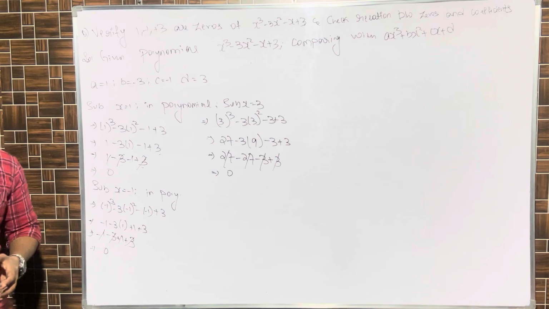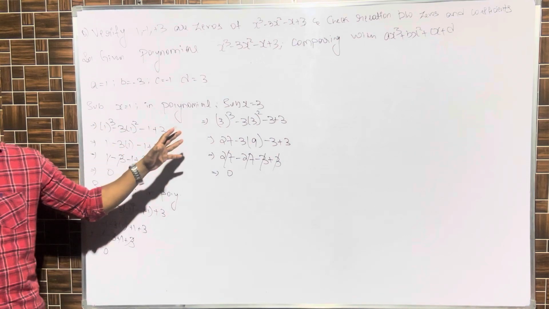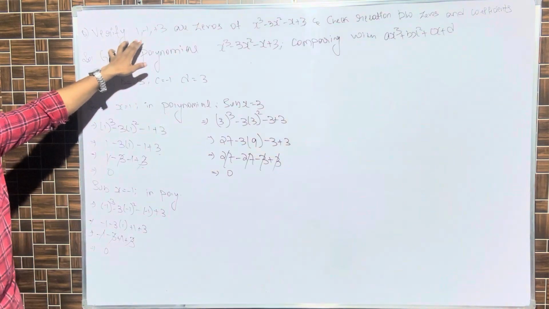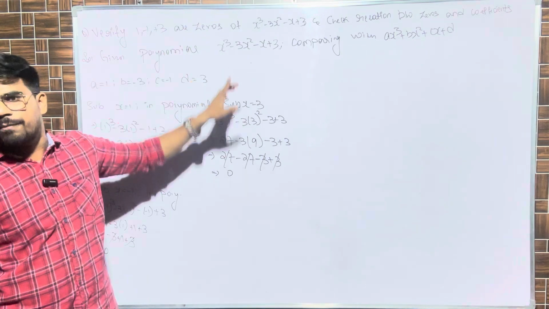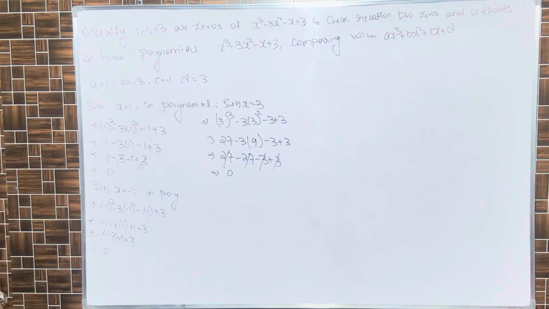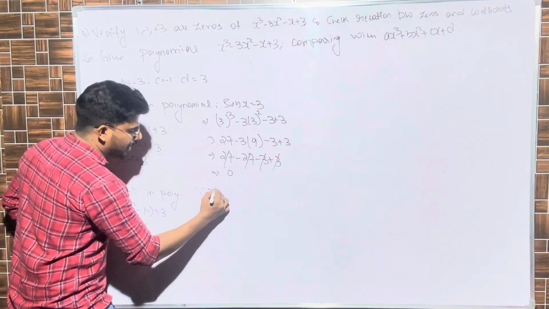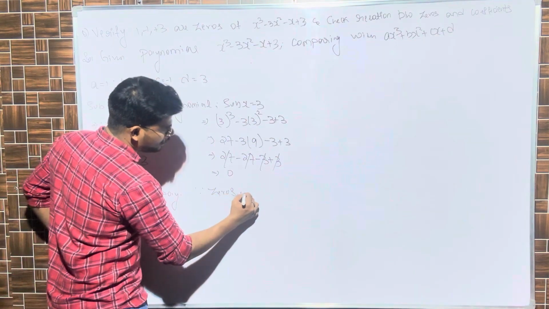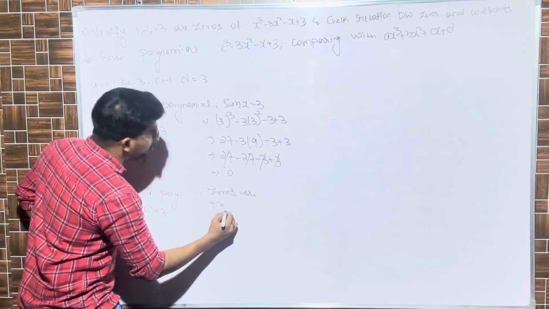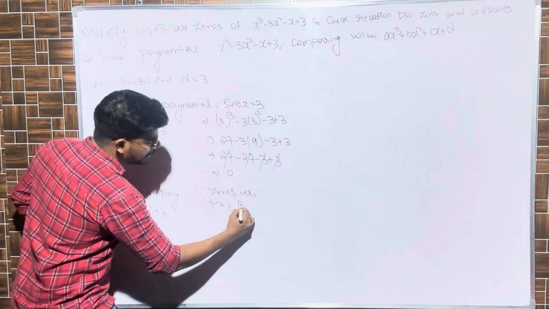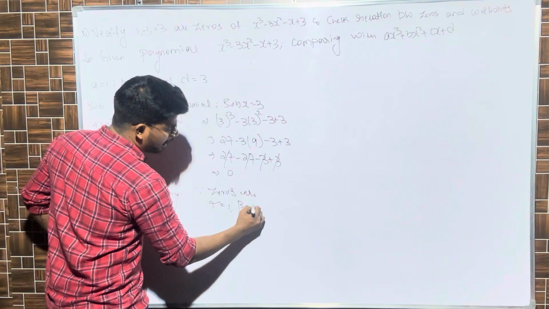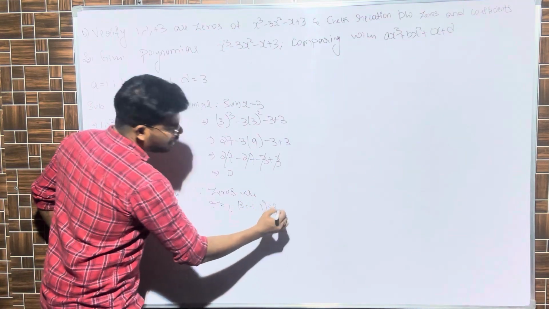So in case of cubic polynomial, we just have to substitute and get the value 0. If the answer is 0, we can conclude that the given terms are the zeros of the polynomial. Zeros of the polynomials are represented by alpha, beta and gamma. Therefore, zeros are alpha is equal to 1, beta is equal to minus 1, gamma is equal to plus 3.